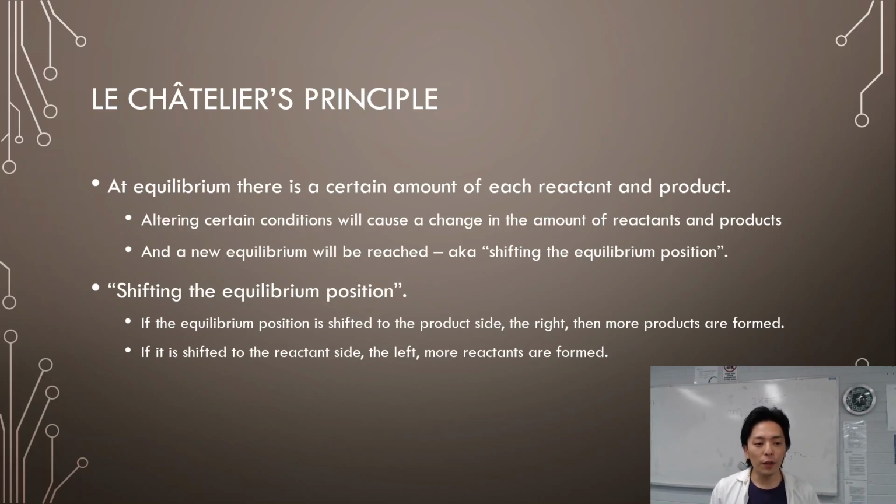Now, shifting the equilibrium position. If the equilibrium position is shifted to the product side, which is the right-hand side, then more products are formed. If shifted to the reactant side, which is your left, more reactants are formed. Sounds easy enough, hopefully. Shifting to the right means the product side. Shifting to the left means more reactants being formed.